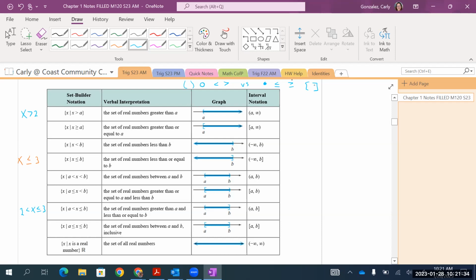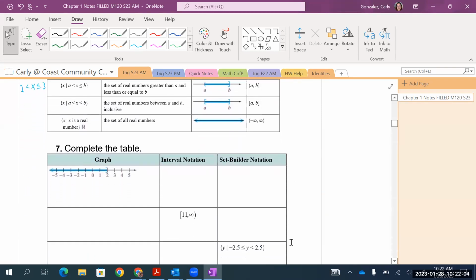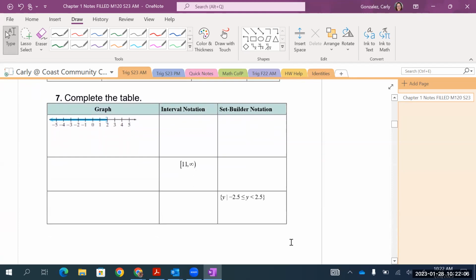So you can always push pause and take a moment to understand this a little further. But I'll keep going. One other piece that I do want to point out is, notice if infinity or negative infinity is ever used, it's always parentheses. So we never use brackets with positive or negative infinity. So let's go ahead and see this in practice.